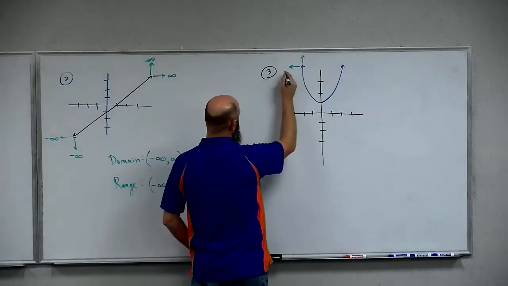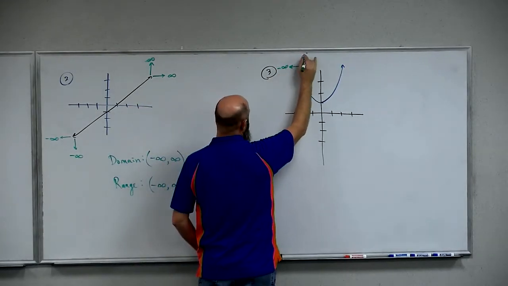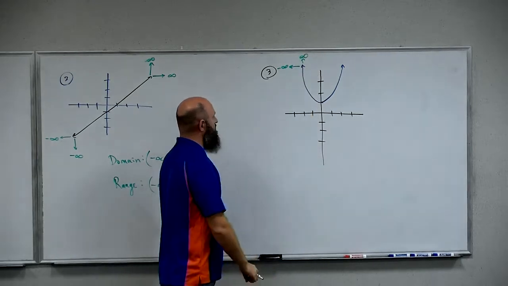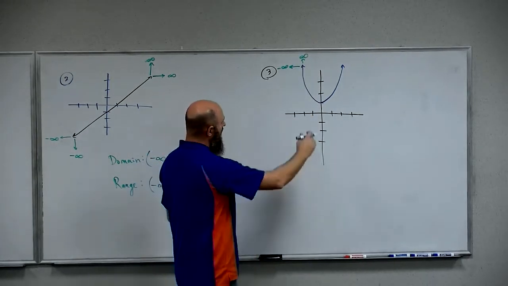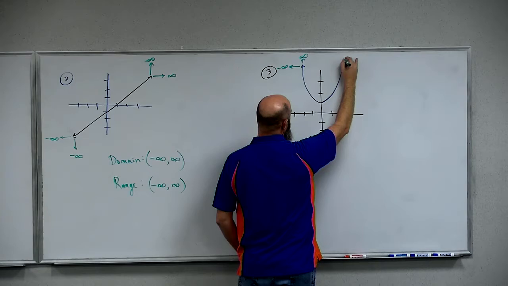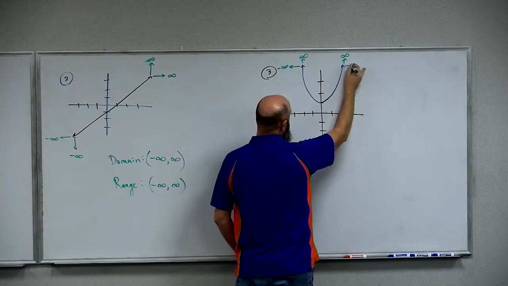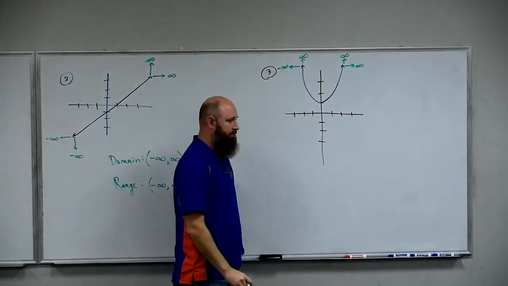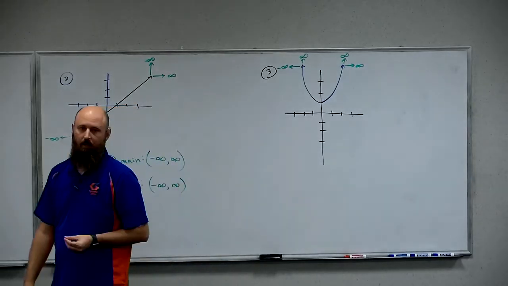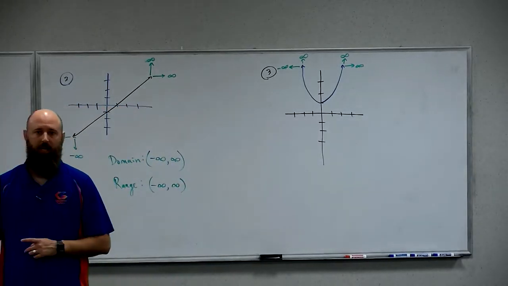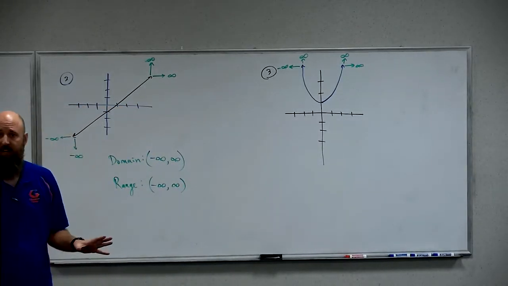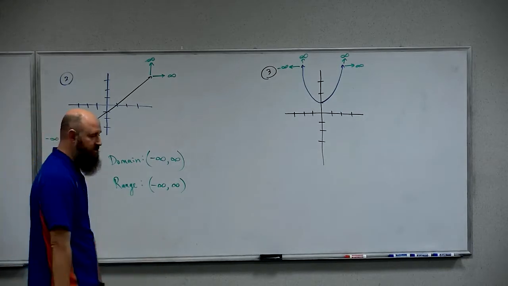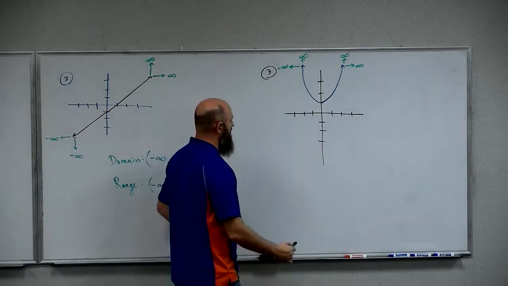So going to the left means negative infinity. Going up here means positive infinity. Our other arrow, well, it's also going up, so that's positive infinity, but it's going to the right, which is positive infinity, okay? Now, none of them go down. That's fine. We'll look at how that affects our range in just a moment.